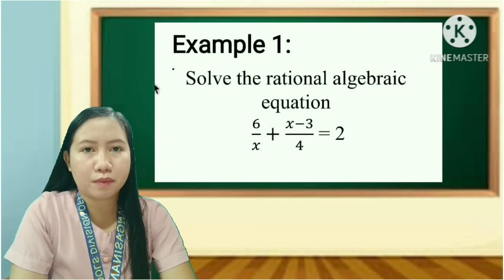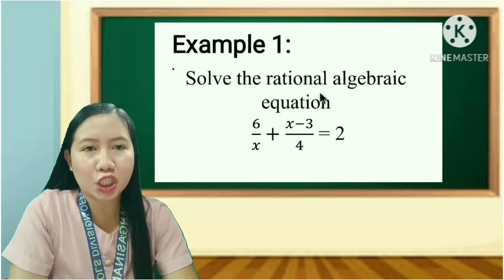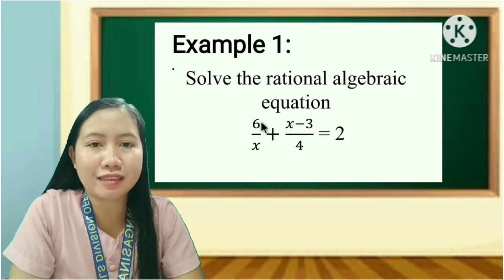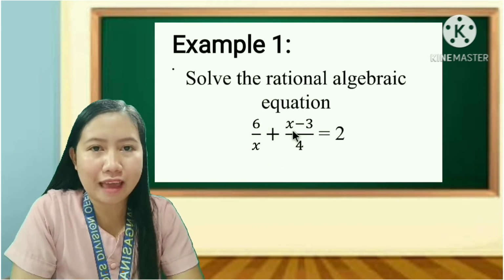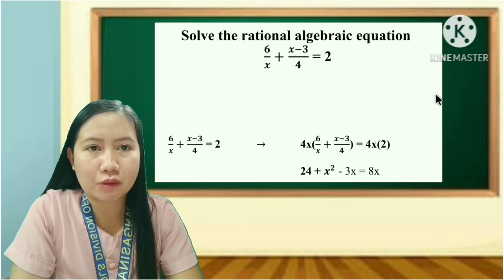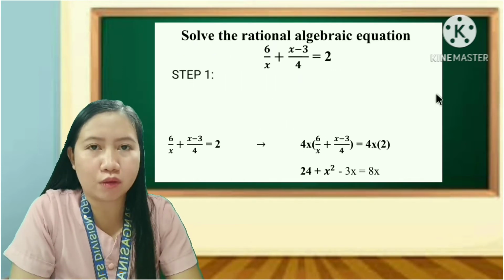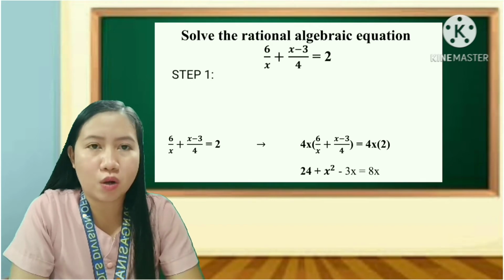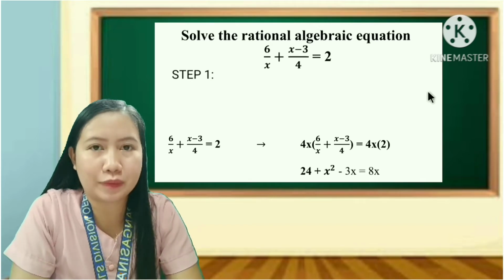So we have example number 1. Solve the rational algebraic equation 6 over x plus x minus 3 over 4 is equal to 2. So we have the following steps on how to solve that rational algebraic equation.